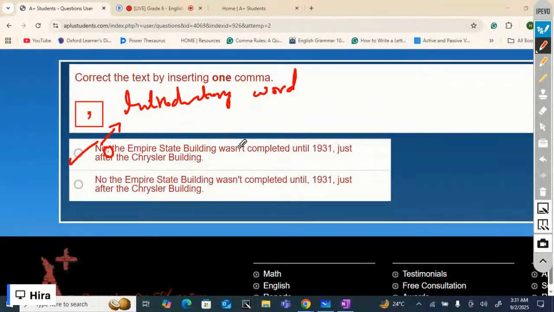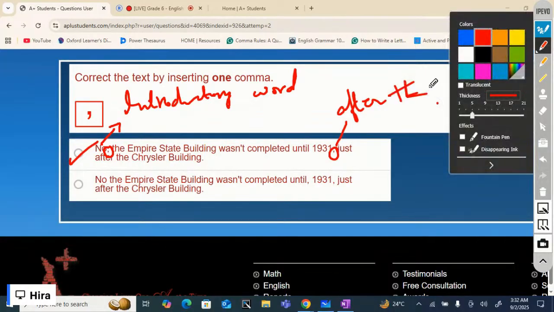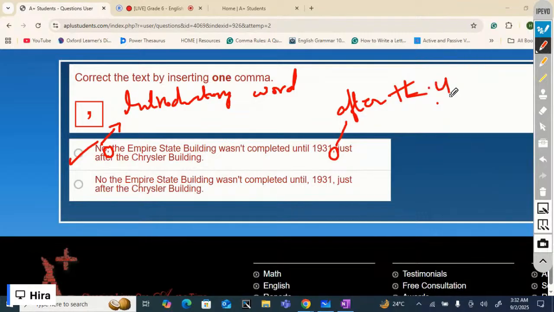The Empire State Building wasn't completed until 1931. Remember the use of comma after the year with dates. Here, in the second option, a comma is not used after this word no, the introductory word, and it's the incorrect use. So the second option is incorrect.